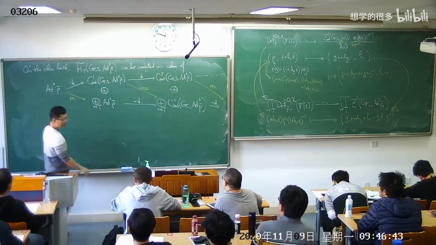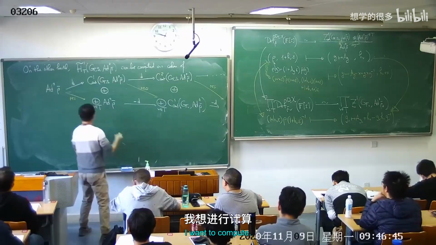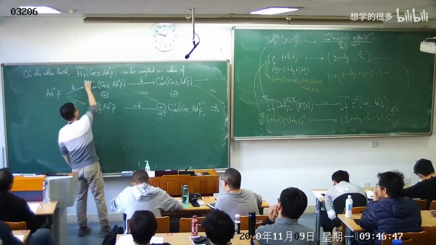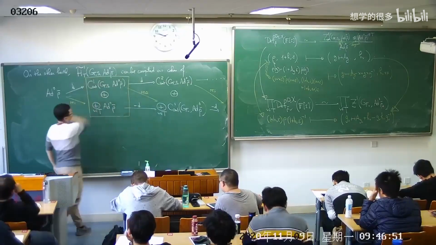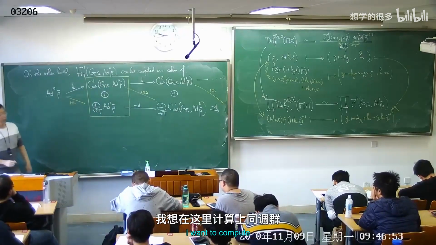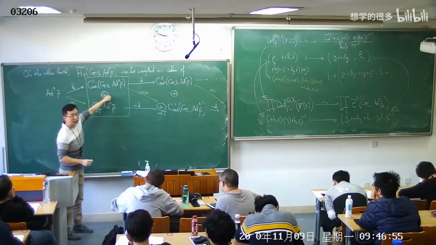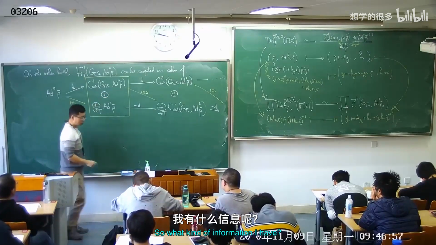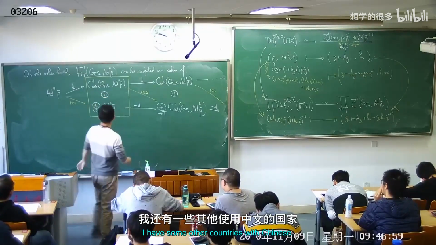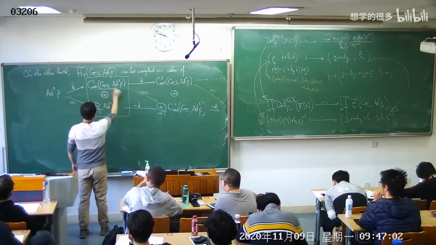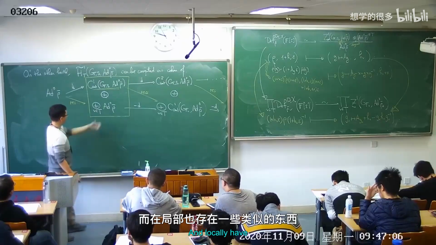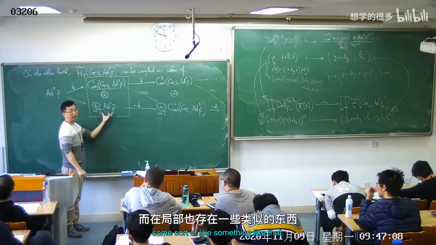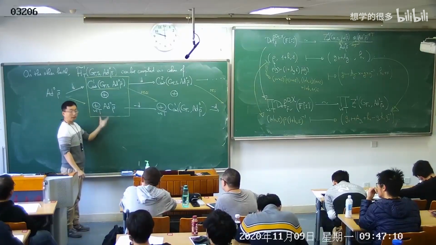Okay, I have this. What do I want to compute? I want to compute H1. So I want to compute the cohomology at the middle piece here. I want to compute the cohomology at this place. So what kind of information do I have? I have some continuous cochains for the global Galois cohomology, and locally I have something like that. There are some matrices.